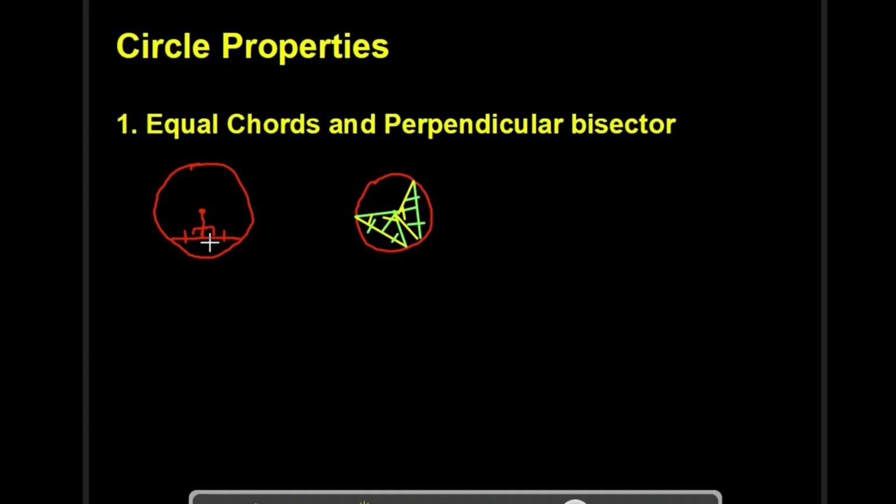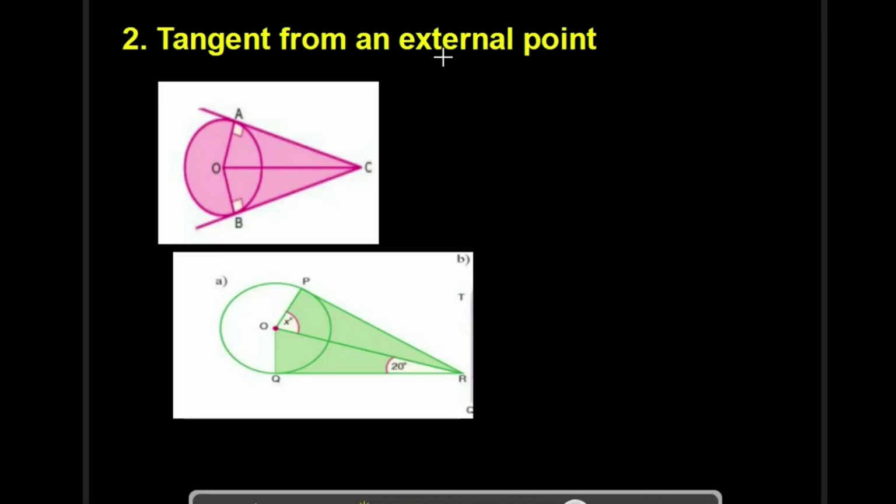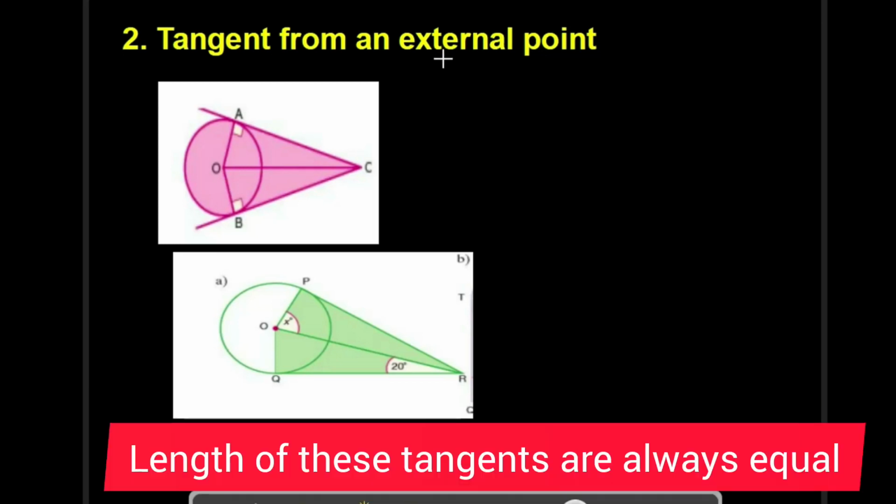Or in another way, we can say that if a line is bisecting the chord, then it will be perpendicular to the chord. Now next, if you see here, tangent we already discussed.